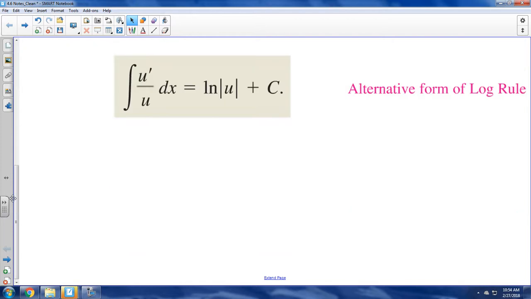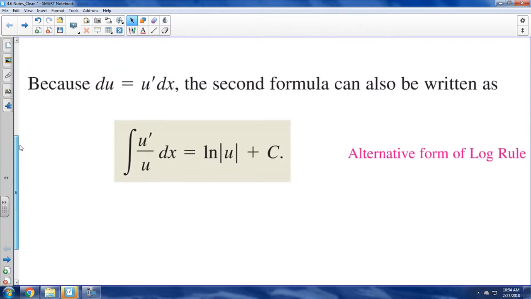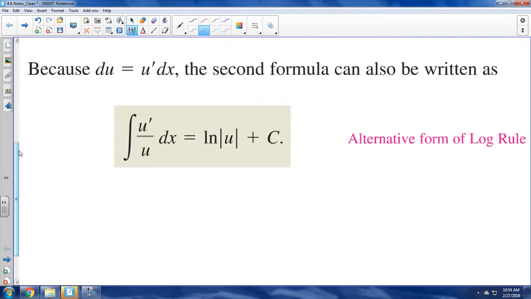So basically what I'm trying to say is that if you see a derivative over an original function, so this is the function, and this is the derivative up here, if you see that, you know that you can use this log rule.